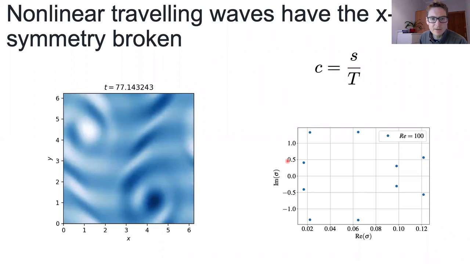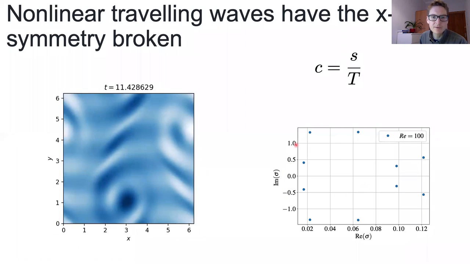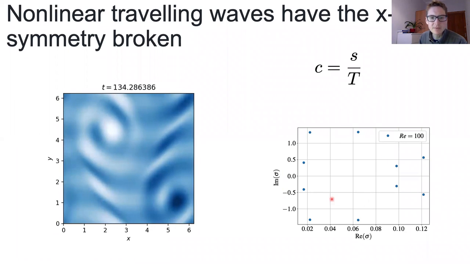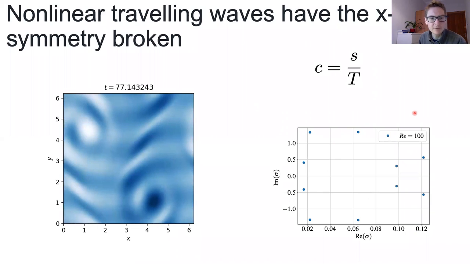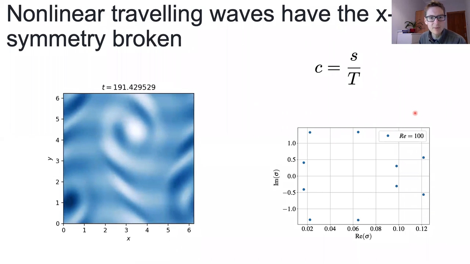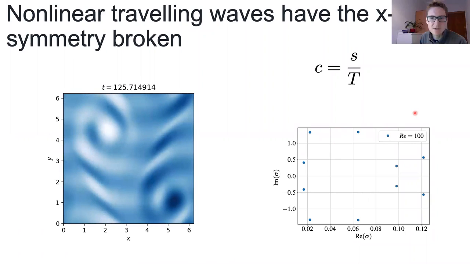Also, I should point out that this traveling wave here at Reynolds number 100 has an unstable spectrum which is made up entirely of complex eigenvalues. So this should be a really good candidate for testing our method on. It should not have this odd number limitation that I was discussing earlier.